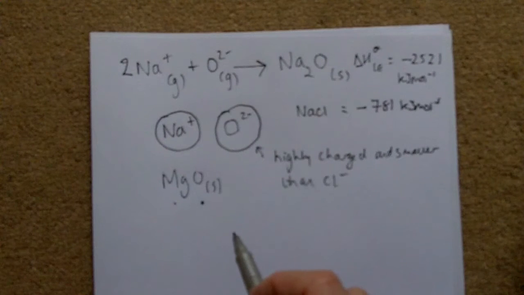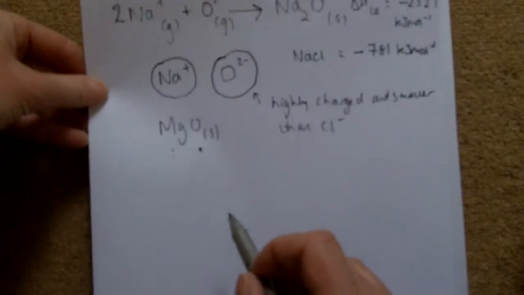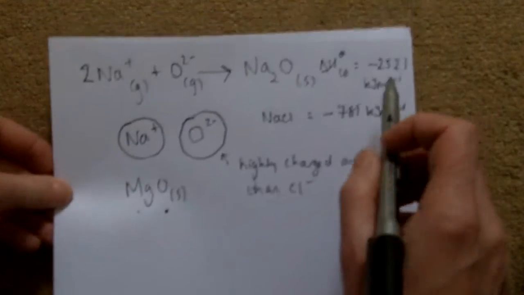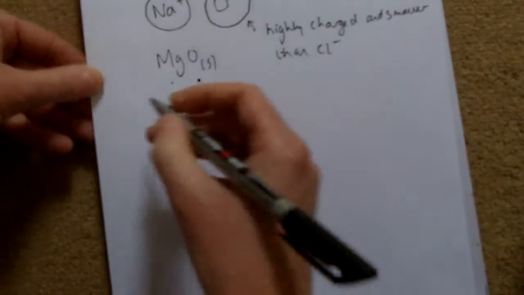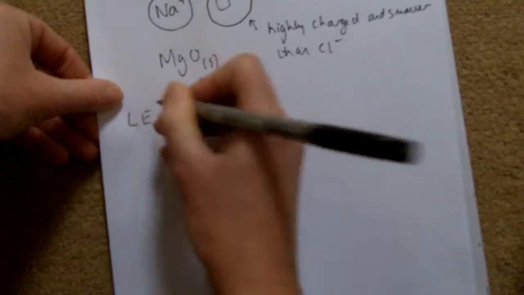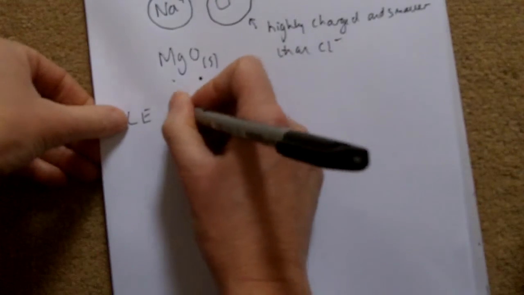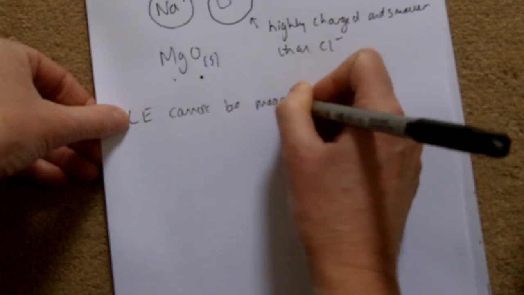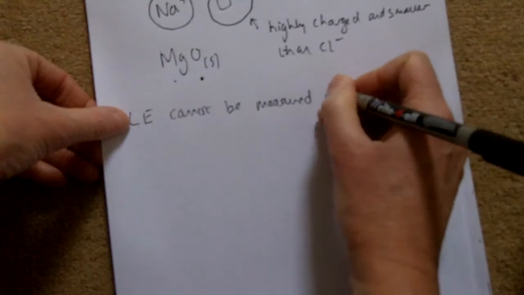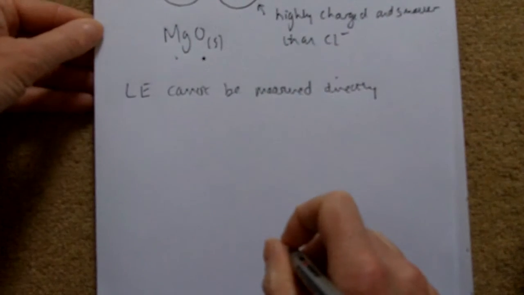Next thing for lattice enthalpy is you cannot determine lattice enthalpy directly. Okay, where do they get these values from? Where do these values come from? Okay, lattice enthalpy, I'm just going to write LE for lattice enthalpy. Lattice enthalpy cannot be measured directly.